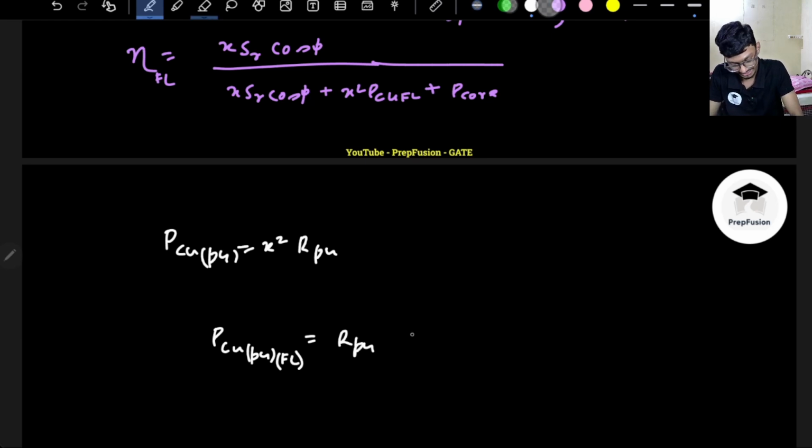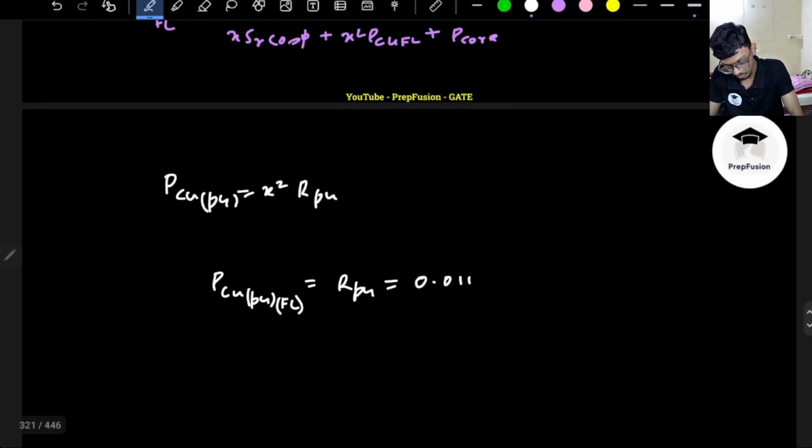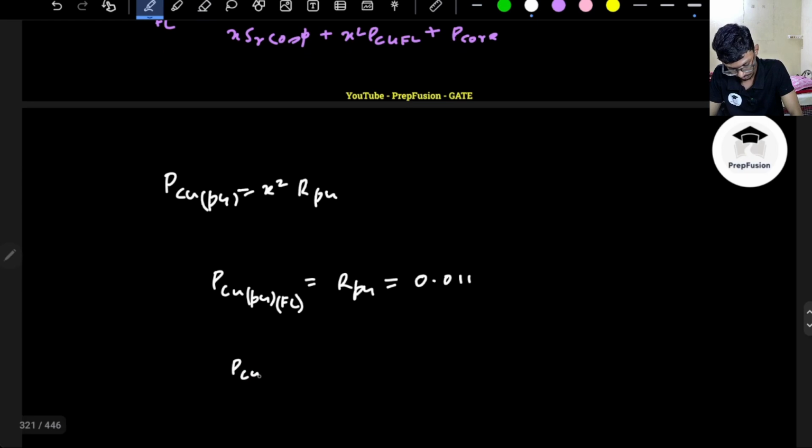So this will be equals to... these kind of questions will come in ESE only because you have to remember the formula. Okay, so this will be equals to what? This is equals to R_pu, which is 0.011. That is what my R_pu is. So how do I find out the actual value of P_cu, the full load absolute value?